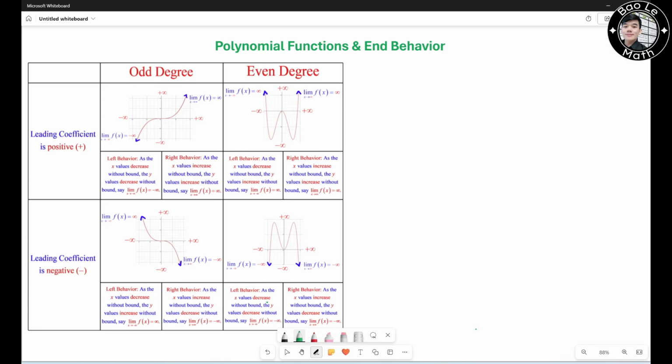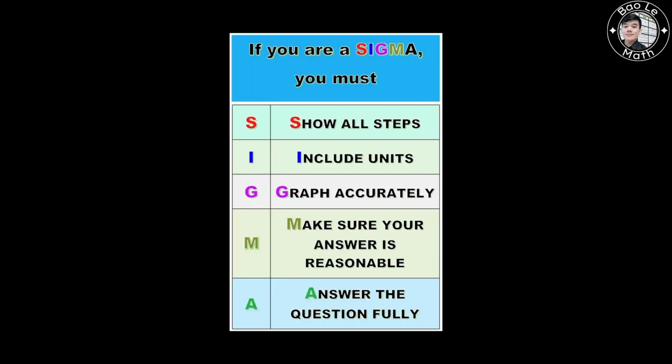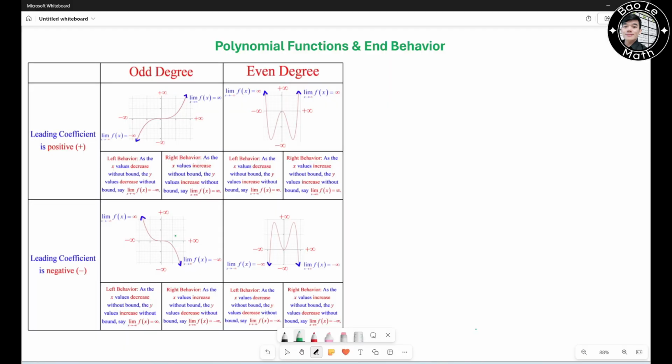Hello everyone. In this video, we're going to learn about polynomial functions and their end behavior. We have four types of polynomial functions and behavior. The first one we're going to talk about is when the leading coefficient is positive and the function has an odd degree. In this situation, I'm going to give you an example.